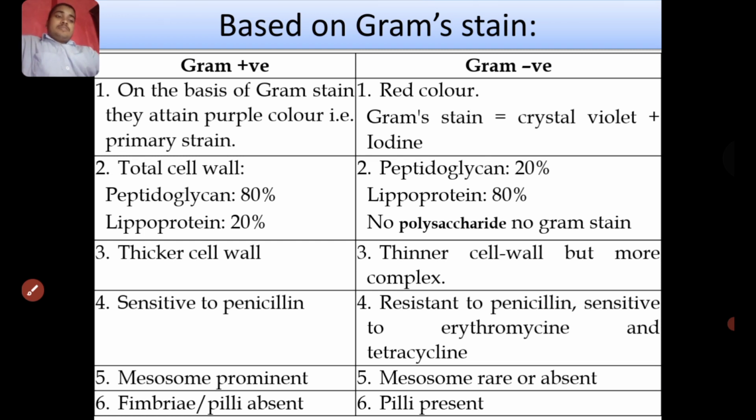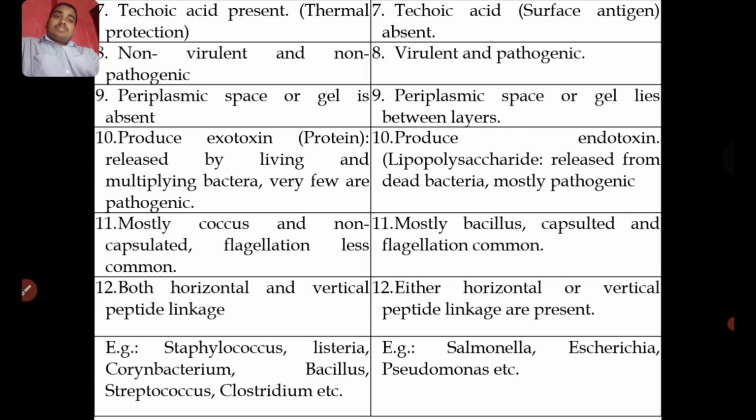Mesosome is prominent, mesosome rare or absent. This all shall be studied later on in morphology of cell. Fimbriae or pili absent, fimbriae or pili present. Teichoic acid is present here, and absent in the other; study that yourself. It is non-virulent, non-pathogenic. This is virulent and pathogenic. What is virulent and pathogenic? Gram negative.